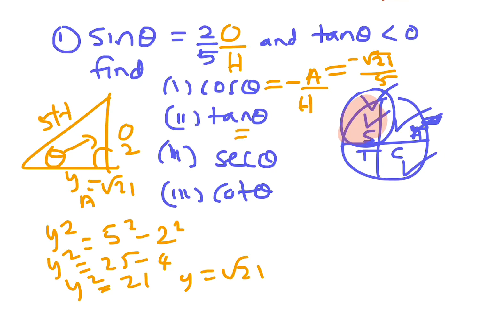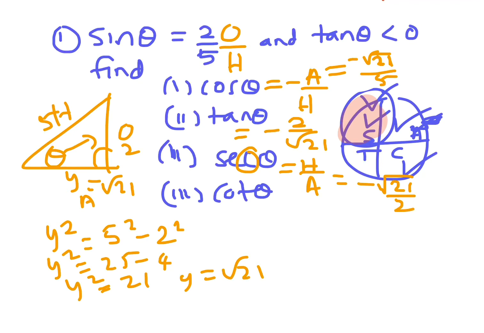Tan, so tan is negative, and tan would be opposite on adjacent, so that would be 2 on root 21. Sec, third letter rule. So that's cos, so it's usually adjacent on hypotenuse. So this is hypotenuse on adjacent. It will be negative because it's in the second quadrant.